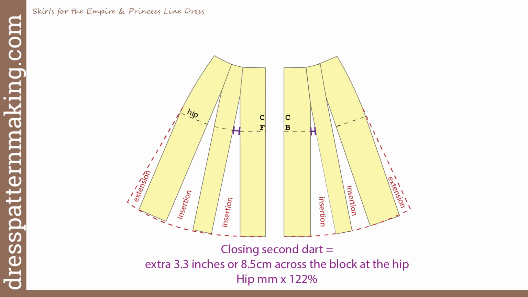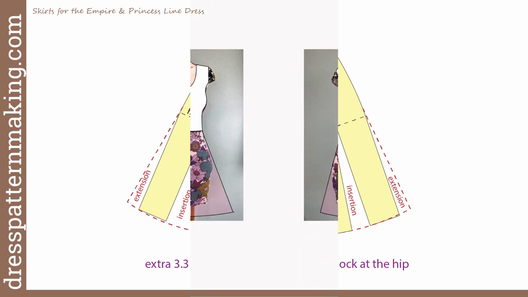So when I close the second dart, I end up with another 3.3 inches or 8.5 centimeters across the whole block, remembering that this is for the standard figure. If you've got a bigger difference between your waist and hips, it'll be more than this. If you've got smaller difference, it will be less than this. So for this skirt pattern, which is for the standard figure and is a waisted skirt, no darts in the waist, the amount of ease in the hip is about 22% of the hip measurement.